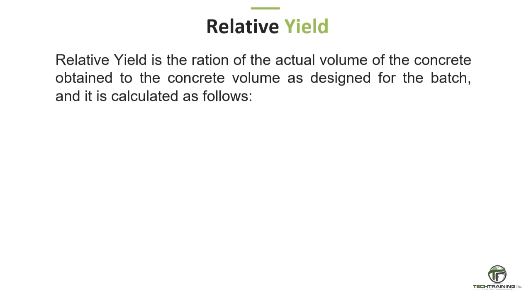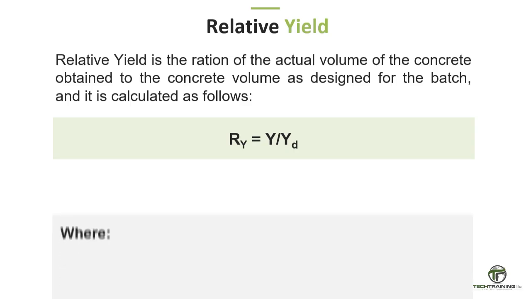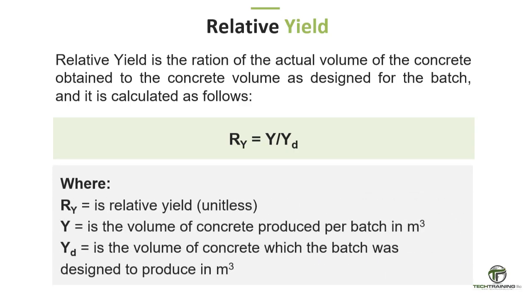After calculating the yield, we can now calculate the relative yield. The relative yield is the ratio of the actual volume of concrete obtained to the concrete volume as designed for the batch. It is denoted as R subscript Y, and it is equal to Y divided by Y subscript D. Y represents the volume of concrete produced per batch in cubic meters, and we have calculated that in the previous slide. And Y subscript D is the volume of concrete which the batch was designed to produce in cubic meters. In this example, Y subscript D is given as 5 cubic meters.